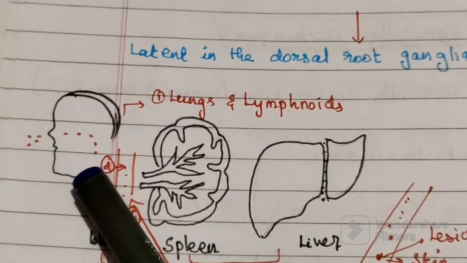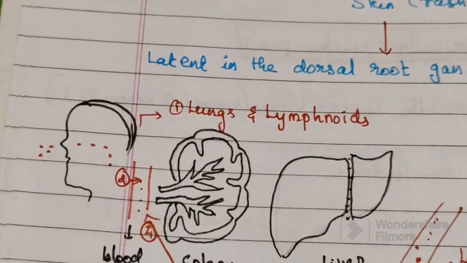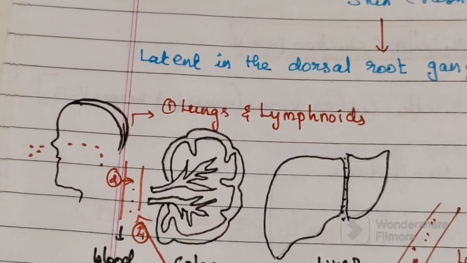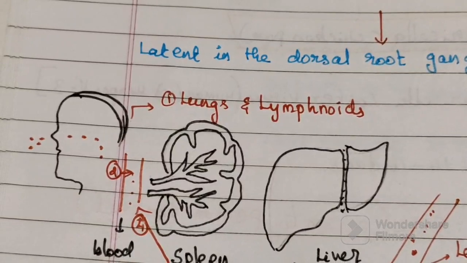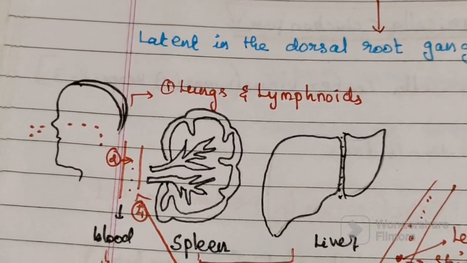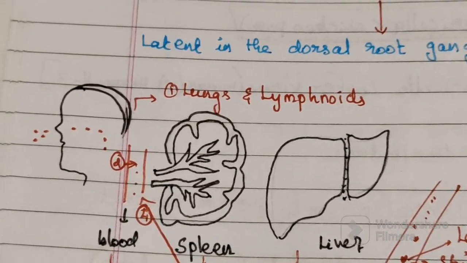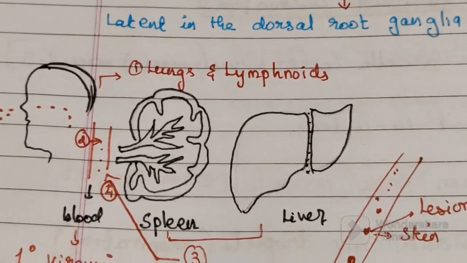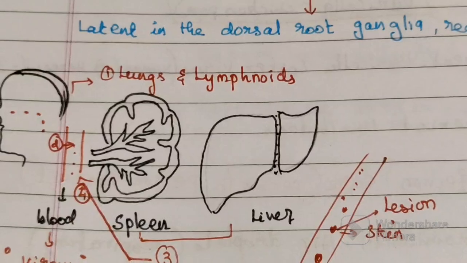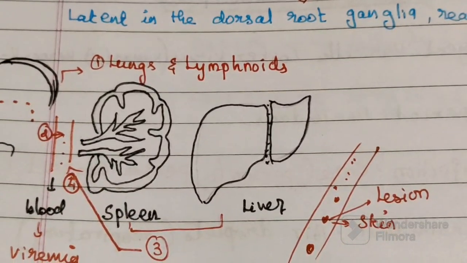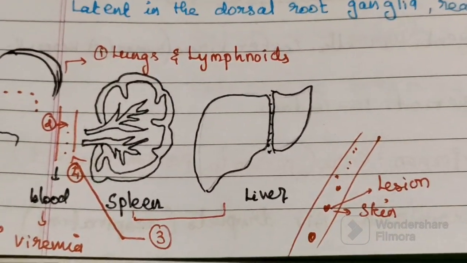So the virus enters, first reaches the lungs and lymph nodes, then the blood. After that it reaches the spleen and liver, then again the skin, where it produces lesions. This is the whole pathogenesis.